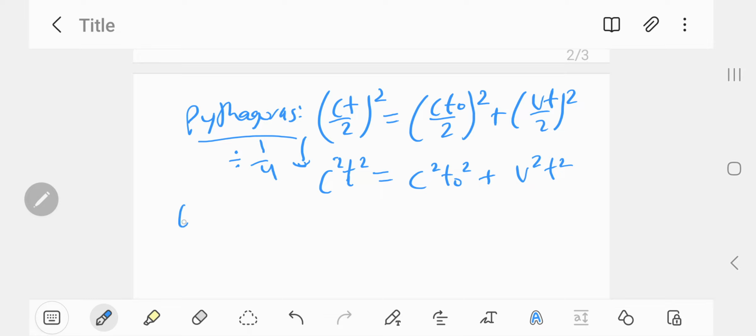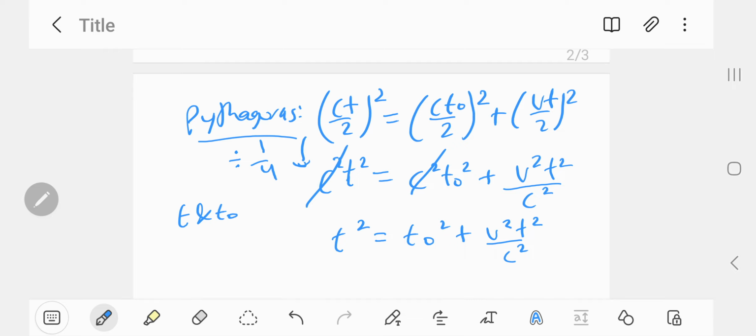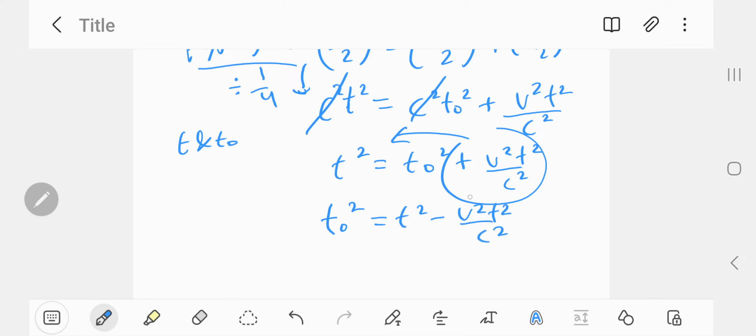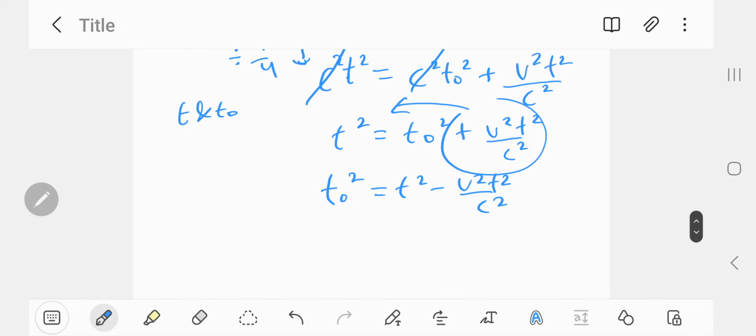Now let's find an expression that relates t and t₀. We can do this through the following. We can divide through by c squared. So we're left with t squared is equal to t₀ squared plus v squared t squared over c squared. Let's reformulate this in terms of t₀ squared. Taking this over, t squared minus v squared t squared over c squared, and then factoring out the t squared, we get t squared times 1 minus v squared over c squared.